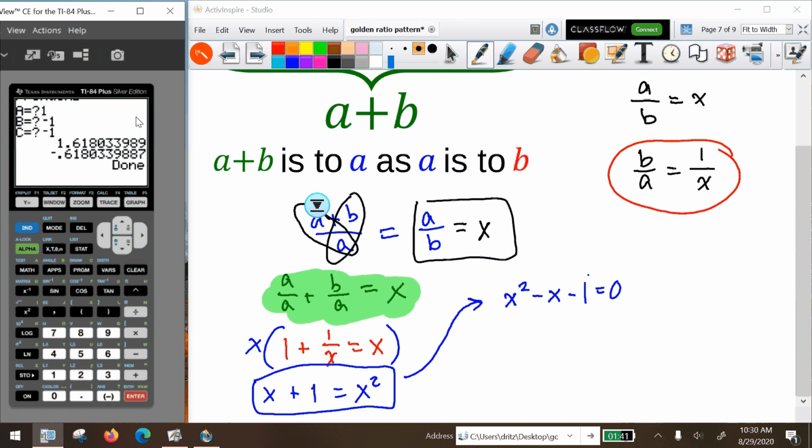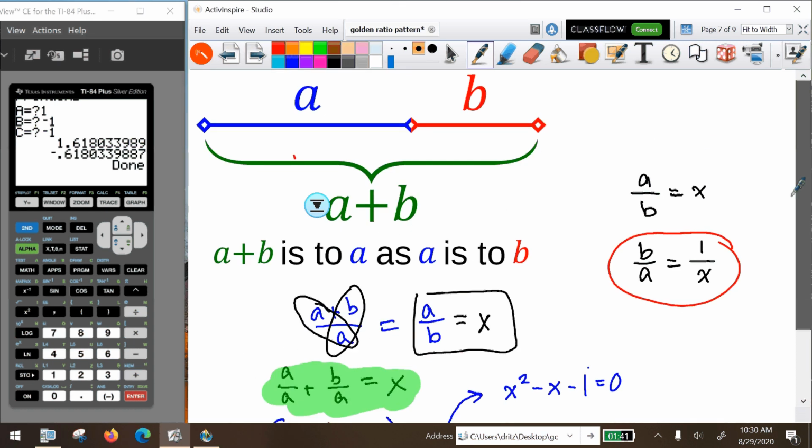And what do you know? That non-extraneous answer at the top there, 1.618033989, that's the exact golden ratio. So I really just solved algebraically for what is the ratio that you could set up this line segment in that way that I described before, and it happens to be that exact golden ratio.